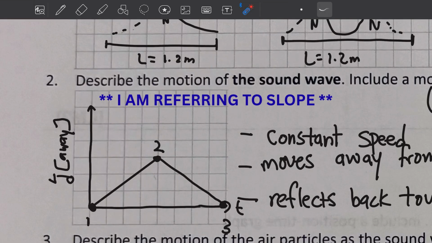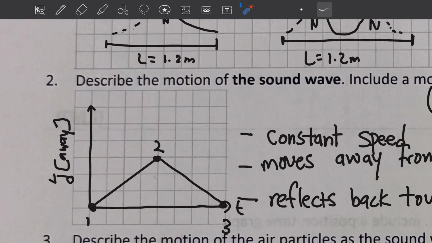And the opposite is true from 2 to 3, as we're moving downwards, which is negative direction, and the opposite direction would be moving towards the singer.